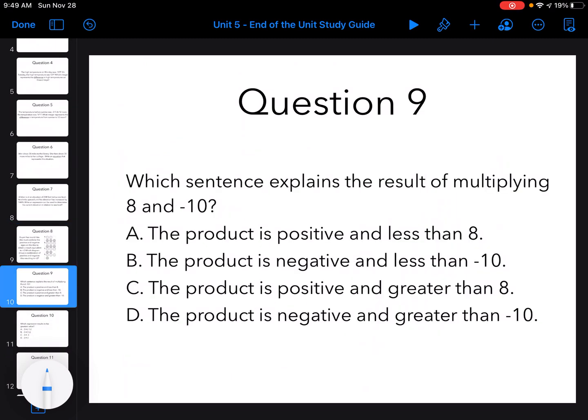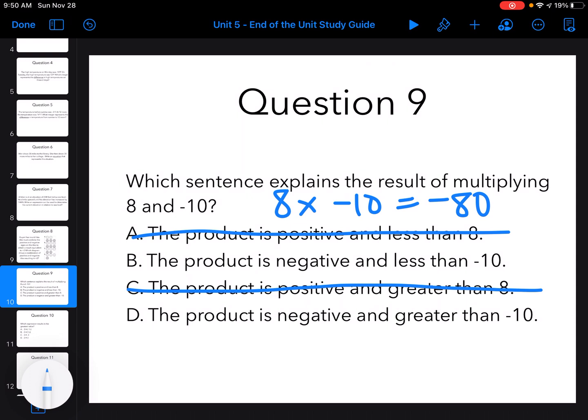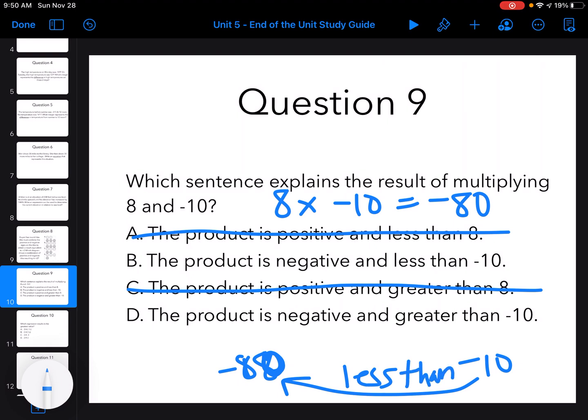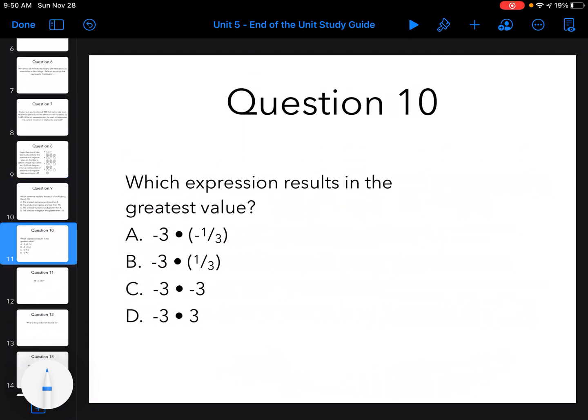Which sentence explains the results of multiplying 8 times negative 10? So 8 times negative 10 is negative 80, because 8 times 10 is 80, and then a negative times a positive is a negative. So I know that I've got a negative product. And if I have negative 10 and I have negative 80, I know this is less than. So B, the product is negative and less than negative 10.